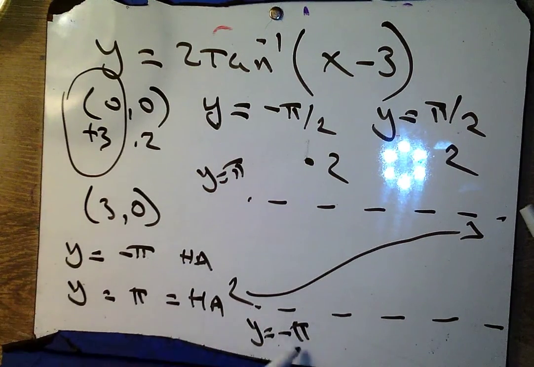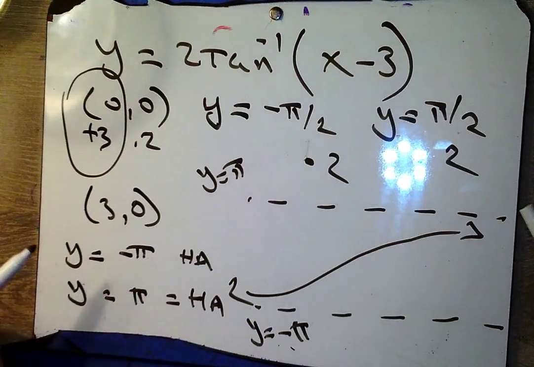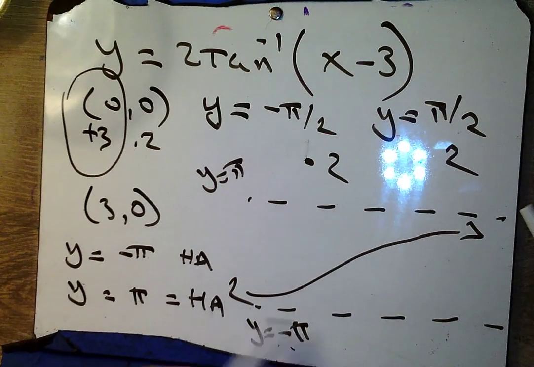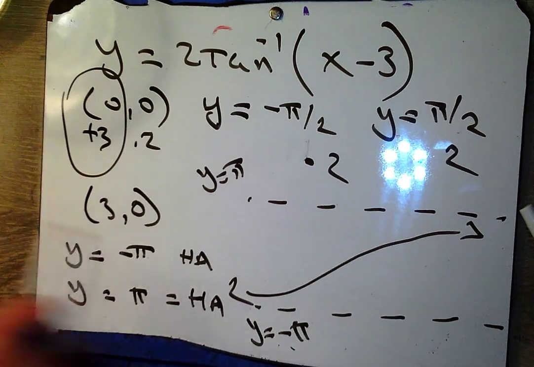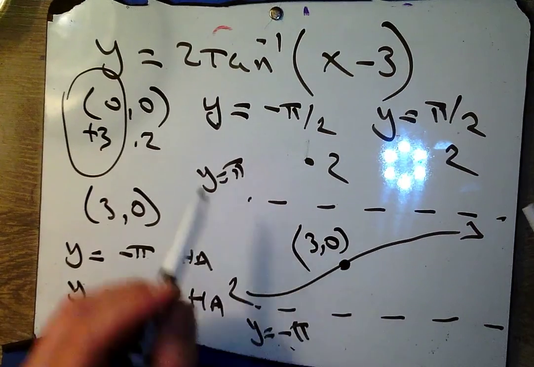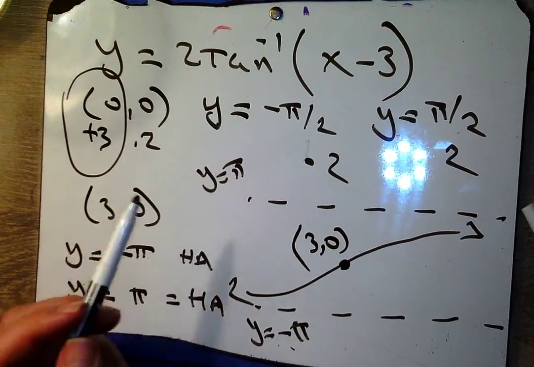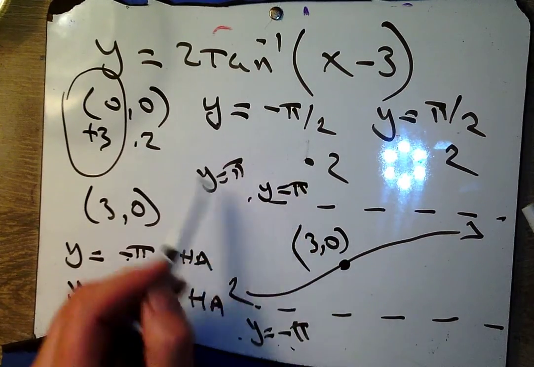But if this were logistic, this would be pi. I'm sorry, 0, and that would be pi. This bottom one for logistic is always at 0. Okay, anything else we need to do? Yes, please label the inflection point, 3, 0. And label the asymptotes. We've got an asymptote at negative pi. We also have an asymptote at pi.